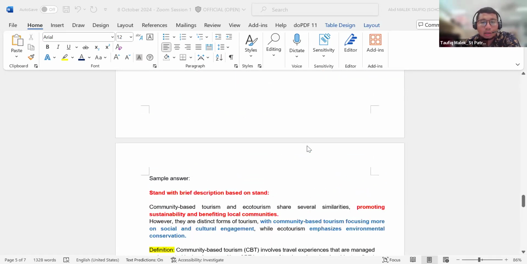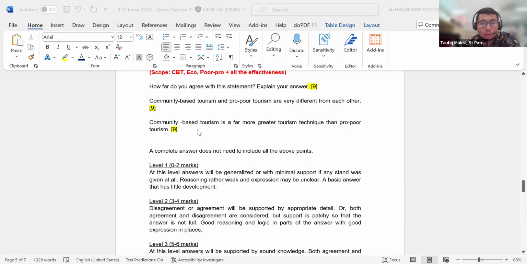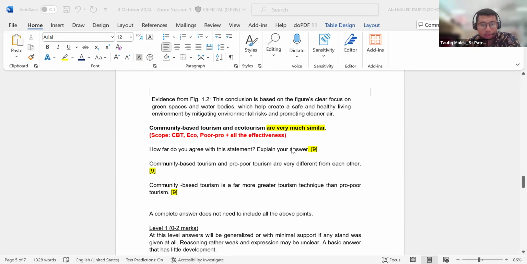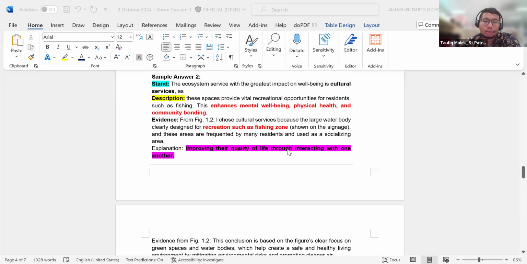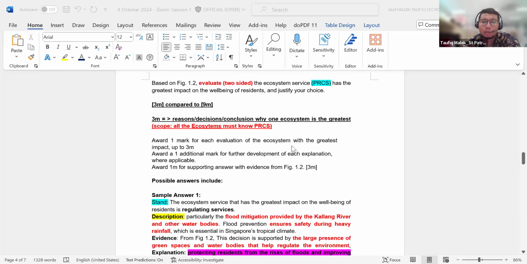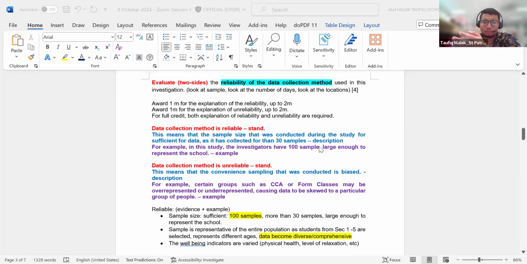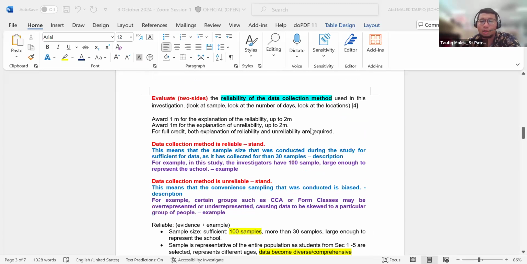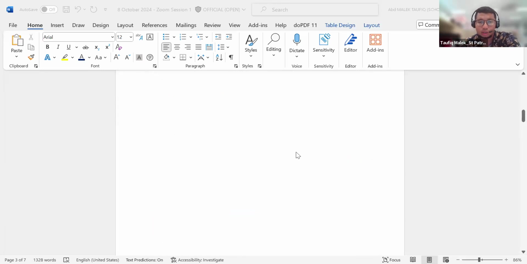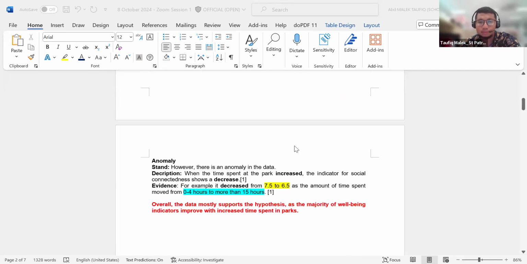Yes, the last question is a 9 mark question, so it's very long. You can just read through it and try to understand what I'm saying. Remember, for the 3 mark question, the ecosystem one just goes straight to the evaluation, and then of course you evaluate the reliability of data collection, which is two-sided, and then the conclusion with the anomaly.